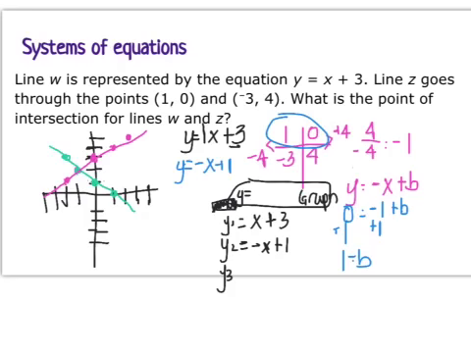So when you graph it, your graph should look something like this. This is the point of intersection. It's going to be at (-1, 2). So this is the solution to the system of equations. This is the point where the lines intersect.